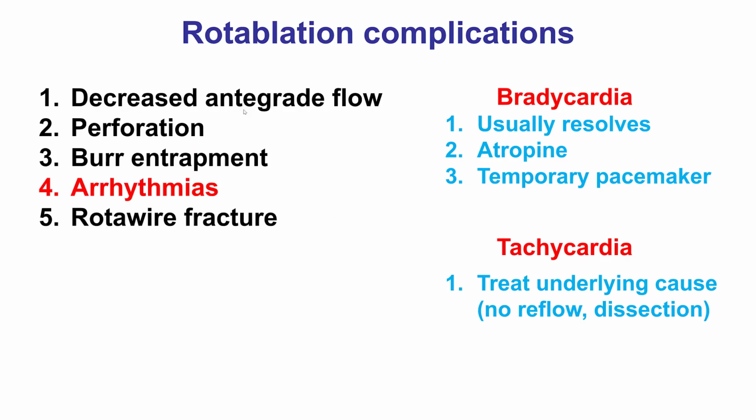Complication number 4 is arrhythmias. Atherectomy can cause bradycardia, especially in the right coronary artery. This typically resolves by itself, or sometimes atropine may be given, and either aminophylline or a temporary pacemaker are often used in order to prevent this bradycardia. Alternatively, tachycardias can also occur, but these typically are due to ischemia, usually in the setting of no reflow or dissection, or if there is perforation and significant pericardial effusion.